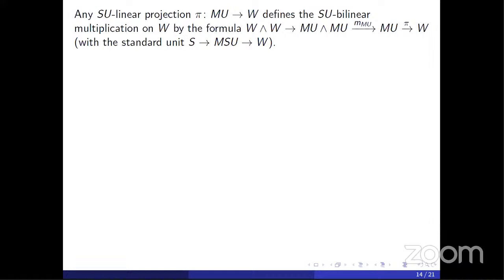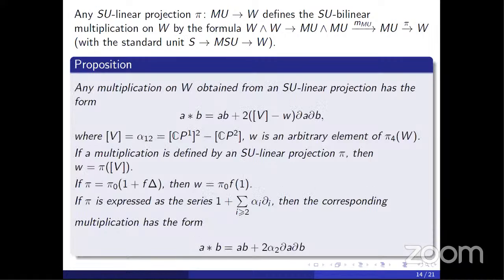And we have the following description of multiplication obtained from some projection in this manner. Any multiplication obtained from a SU linear projection has this form: the usual product in MU, after forgetting, and this additional summand V, where V is the fixed element, the coefficient of the formal group law alpha 1, 2 in complex cobordism. And W is some deformation summand by which multiplications differ.